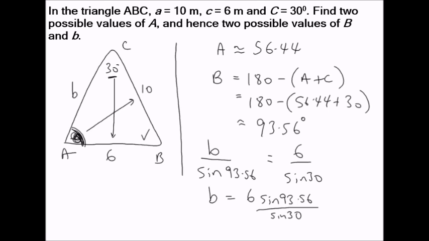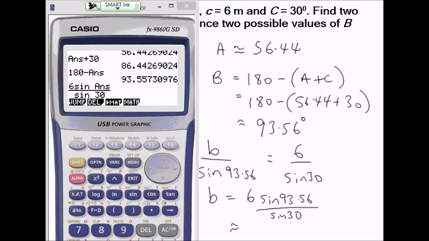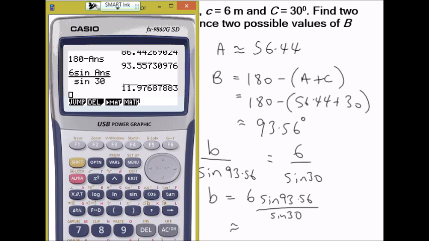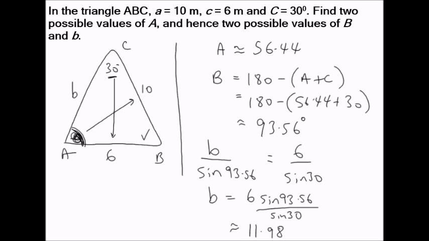Once again, on the calculator, we can find that value. So we've got 6 sine of the value of 93.557, etc., divided by the sine of 30, and we get an answer of 11.98 rounded off. So that's one of the possible triangles. So we have angle A as the acute angle, length b to work out, and angle B is an obtuse angle, and we have length b here. Right, let's do it for the other value of A, the obtuse angle.